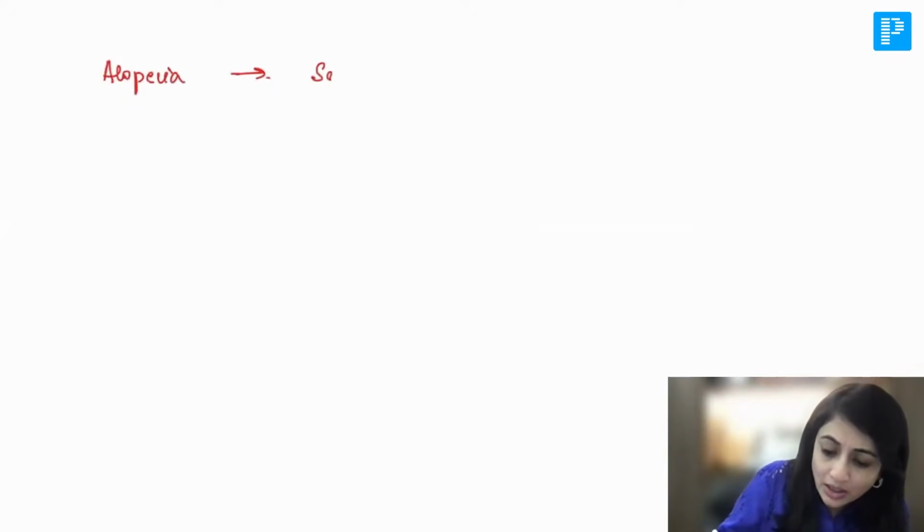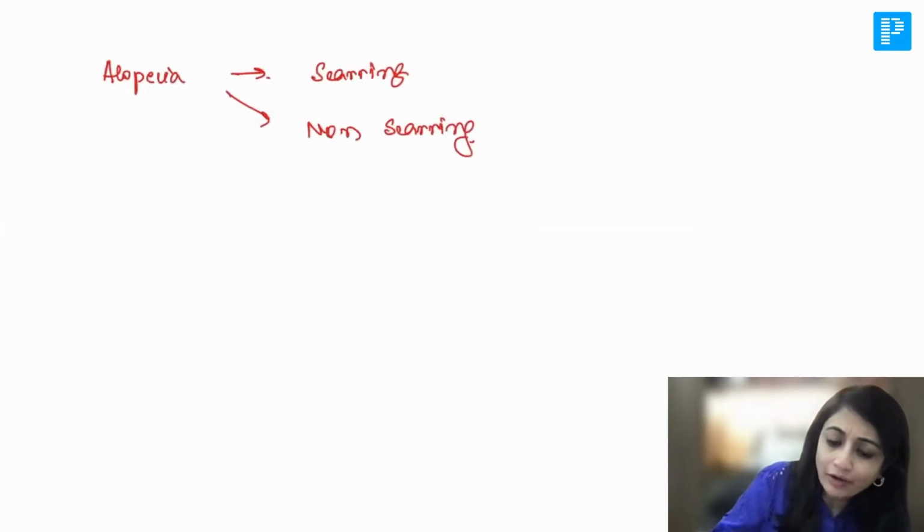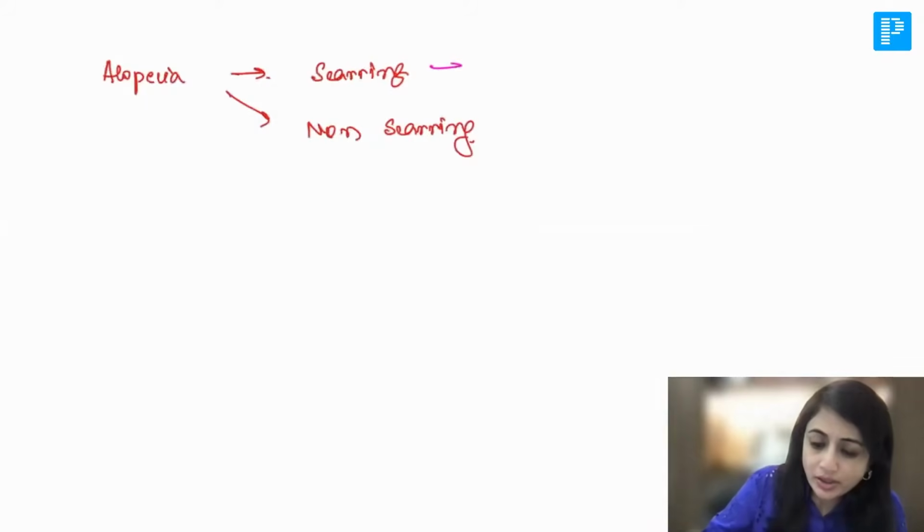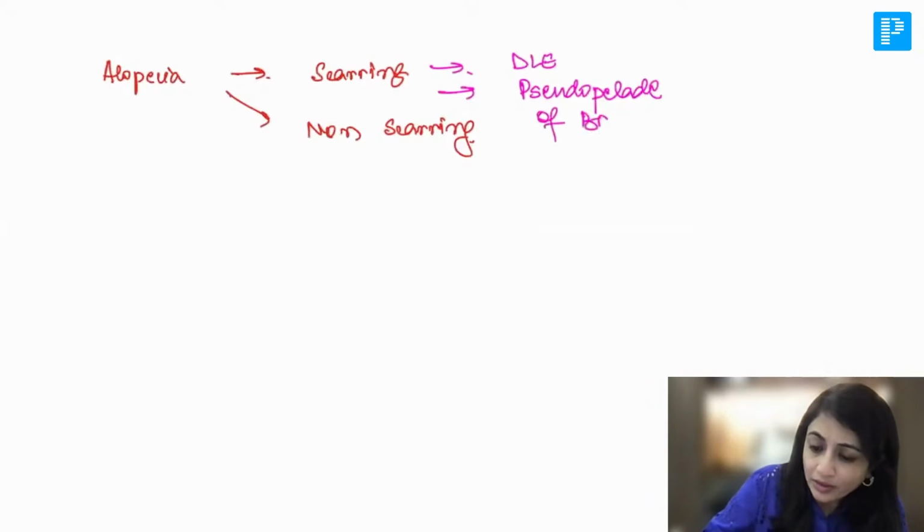So quickly, I wanted to revise this topic of alopecia. When you have alopecia, you broadly divide it into two categories: scarring and non-scarring, right? Now, when you have scarring alopecia, you have to remember three main causes. One is DLE, second is pseudopelade of Brock, and third is lichen planus.